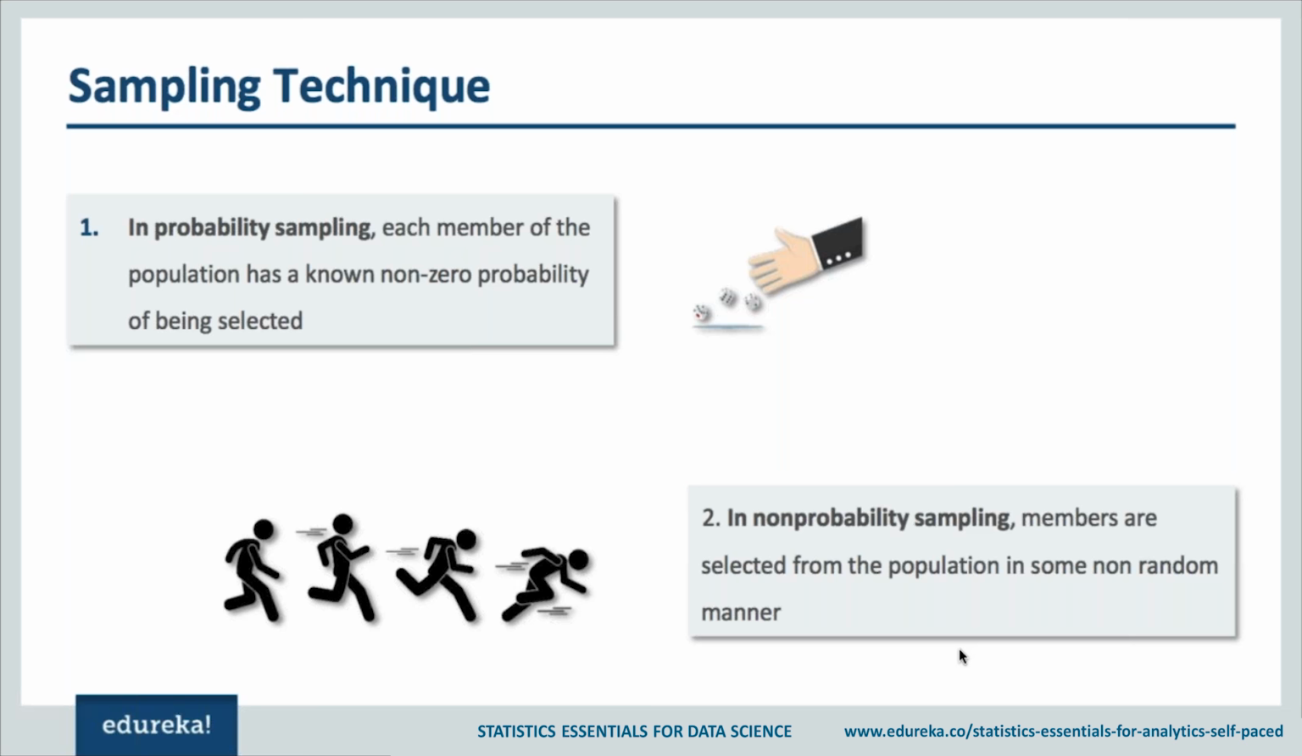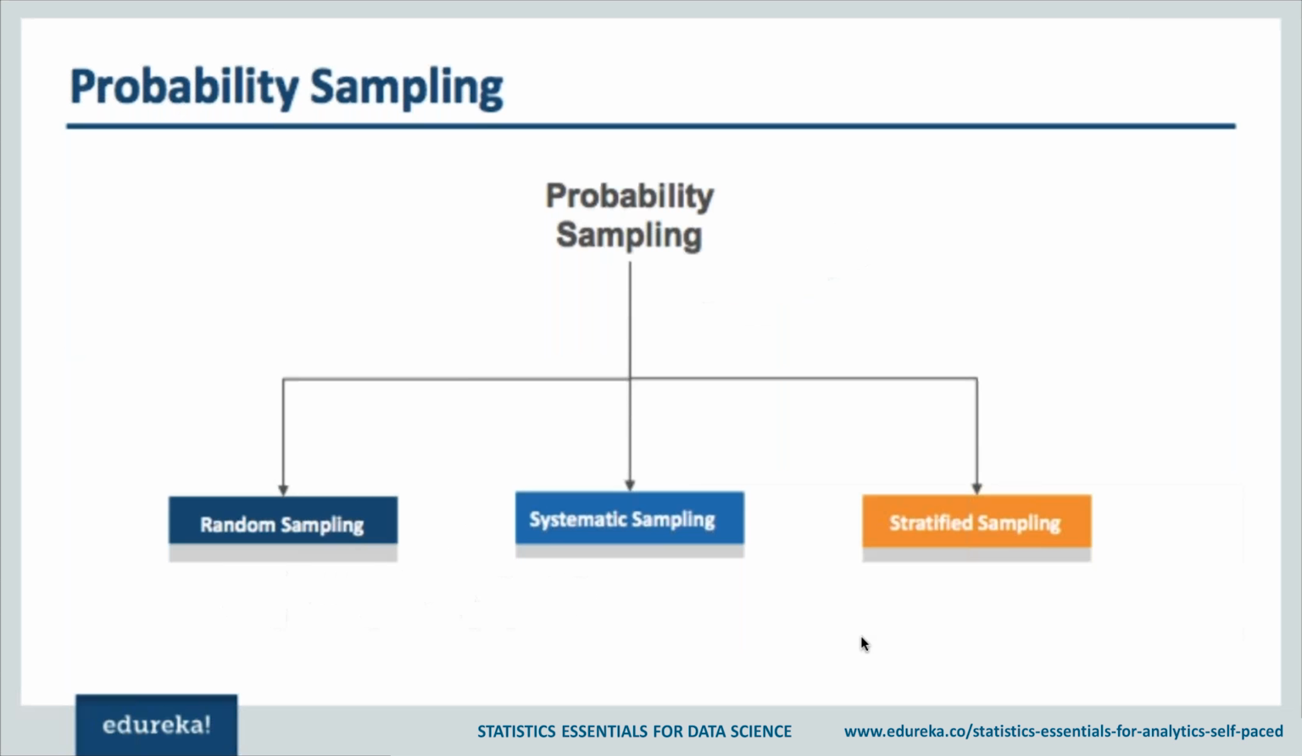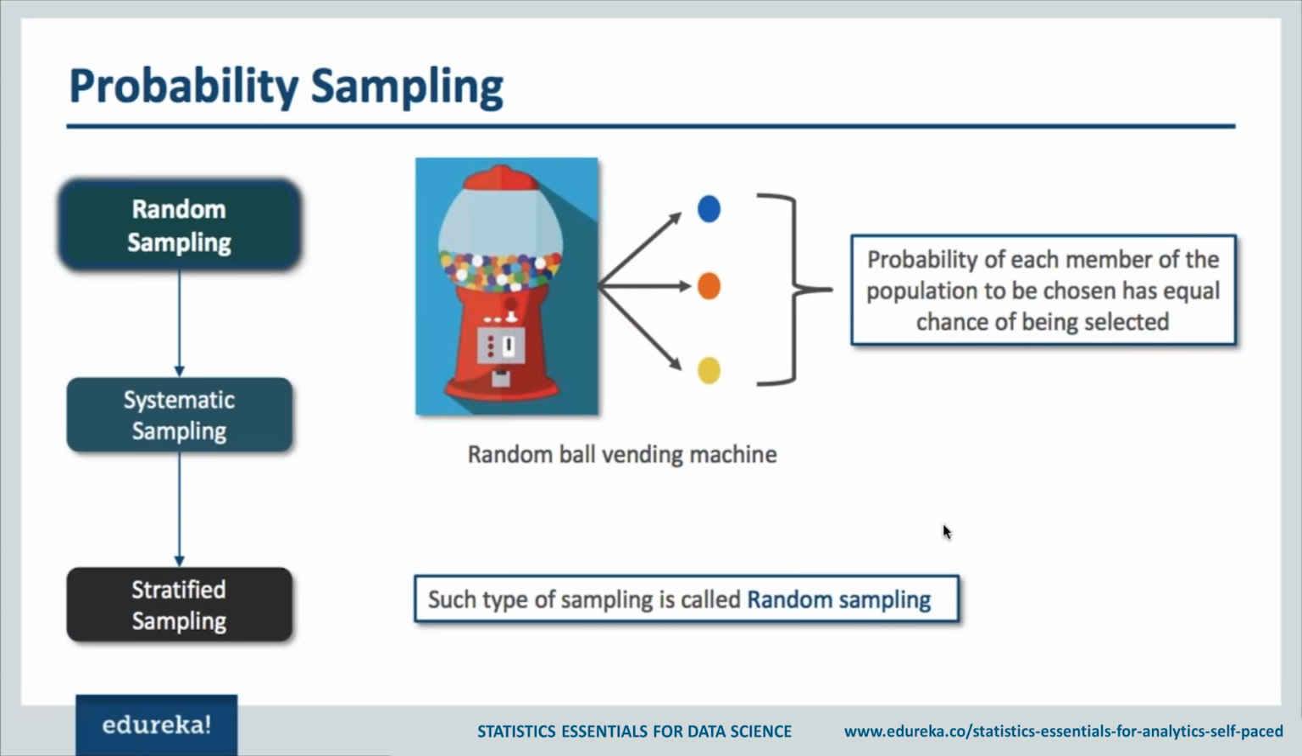Probability sampling can be further divided into three types. We call them random sampling, systematic sampling, and stratified sampling. Random sampling is a very basic sampling technique. In this one, we select a group of subjects for study from a very large group, and each individual is chosen entirely by chance. Each member of the population has an equal and likely chance of being included in the sample. That's the very basic first representation of probability sampling, and we call it random sampling.